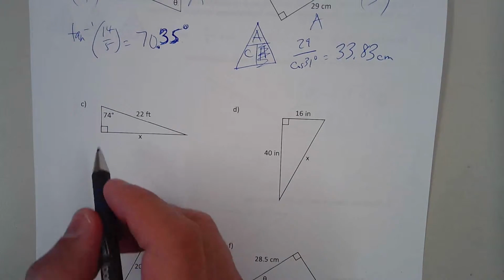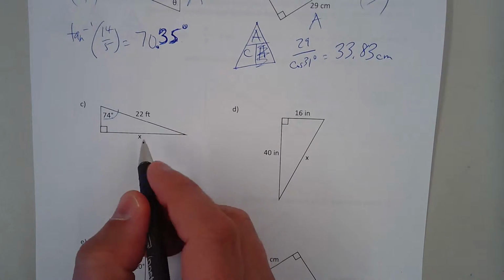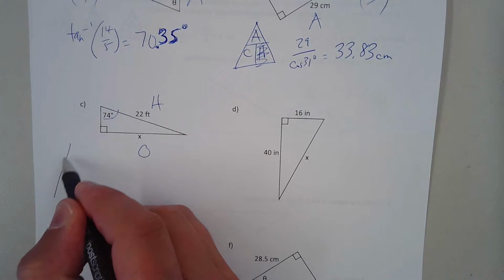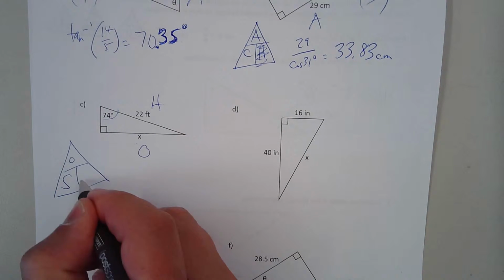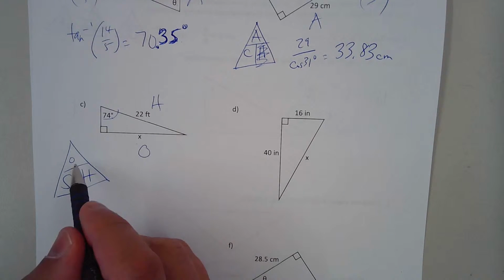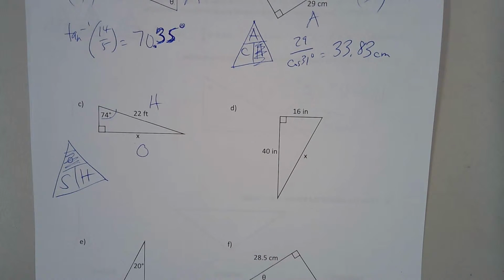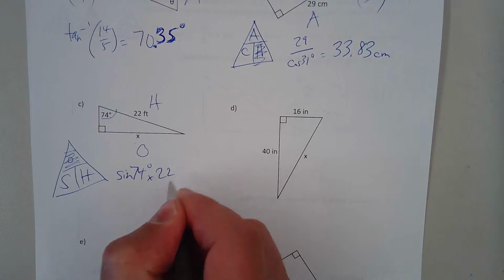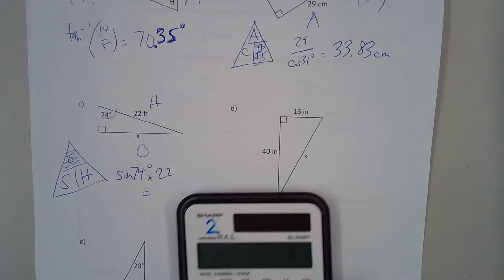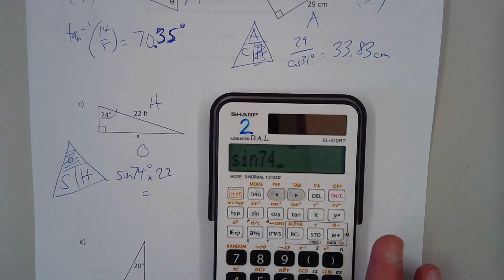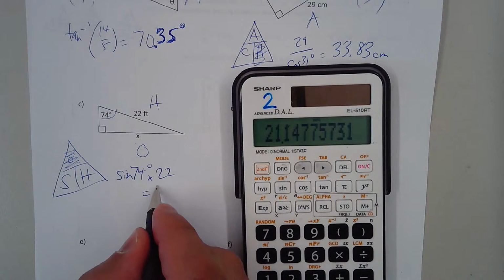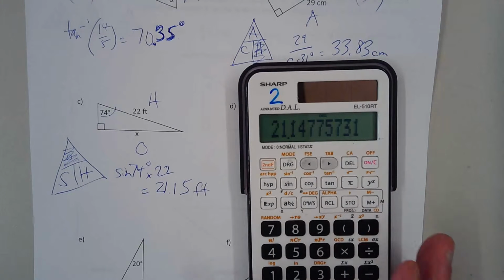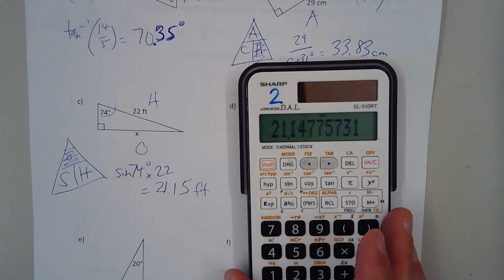C. If this is the angle, what's this side called over here? Opposite. The 22 is the opposite, and which ratio has those in it? Sine, yep. And we're finding the opposite side, which means we're going to end up multiplying. The sine of 74 degrees times 22 is 21.15, and I guess that would be feet. Anybody else get 21.15? Yeah? Okay.